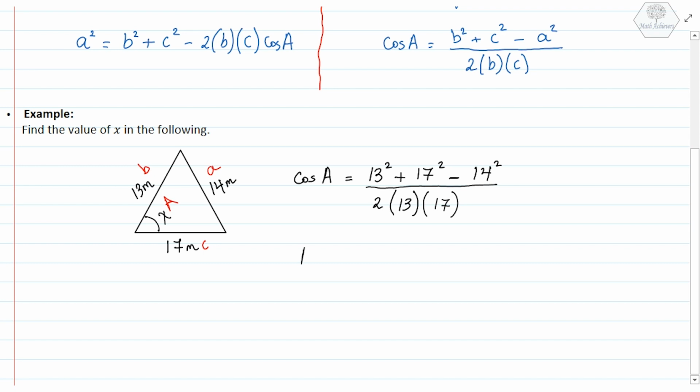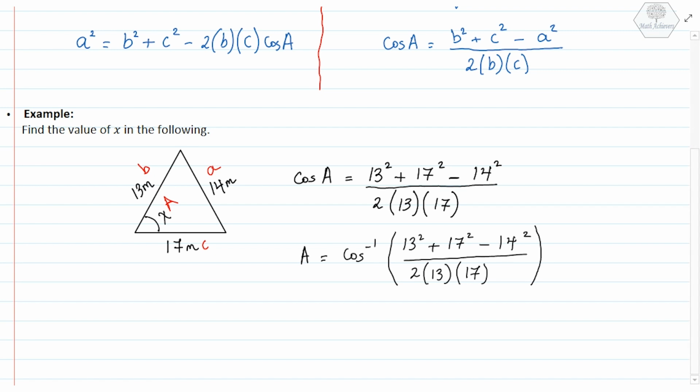In order for me to find the value of the angle, I need to find the cosine inverse for the answer. So A is equal to cosine inverse of all of this, which is 13 squared plus 17 squared minus 14 squared over 2 times 13 times 17, and I can use my graphical display calculator for now.